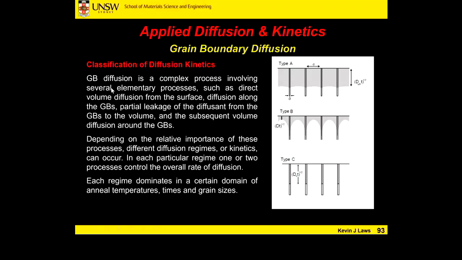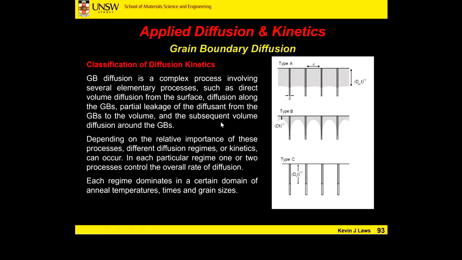So, grain boundary diffusion is complex, involving several elementary processes, such as direct volume diffusion from the surface, coming down from the surface, diffusing along the grain boundaries, partial leakage of the diffusant from the grain boundaries into the bulk in this direction, and subsequent volume diffusion around the grain boundaries. Once we have material here, it'll continue to diffuse into the bulk around the grain boundaries themselves.